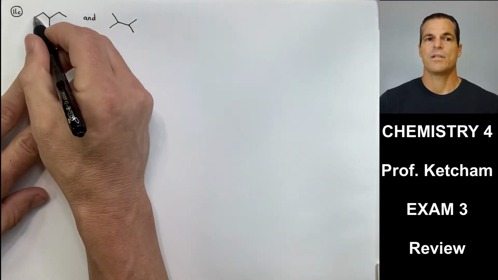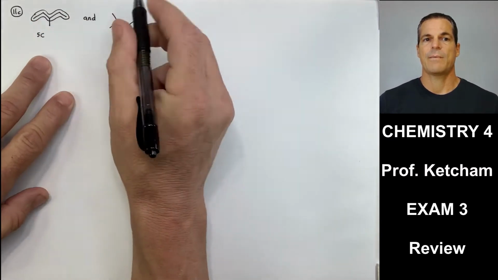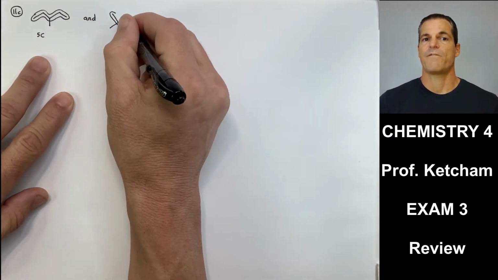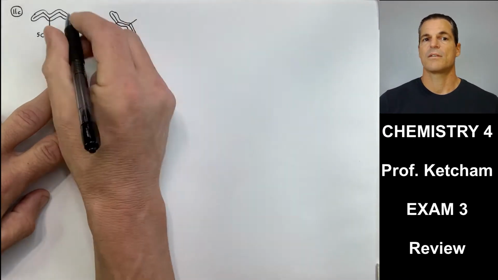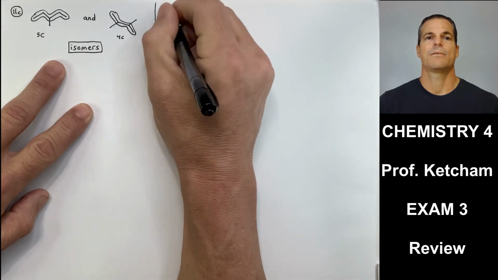So the second one here, 11C, I have 5 carbons that I was able to circle, and over here I could only draw 4 carbons with 2 branches. So these are isomers as well. These are not the same compound.